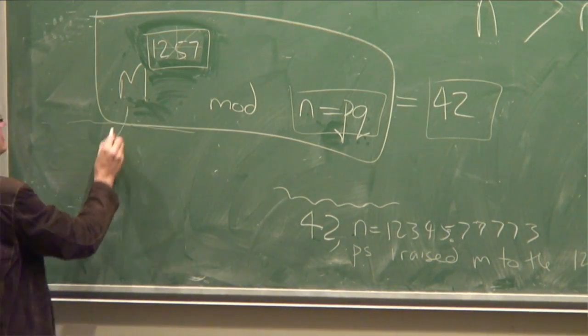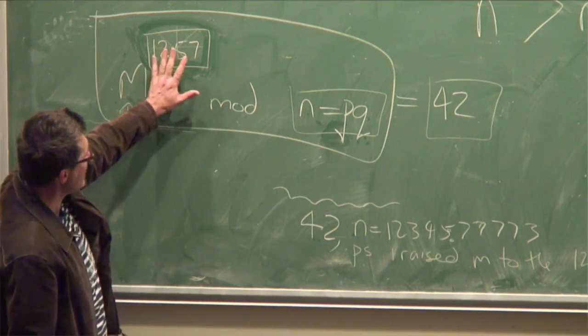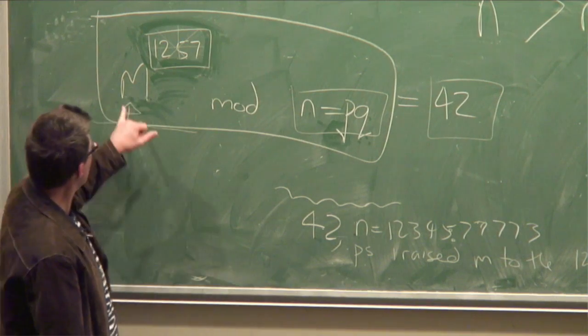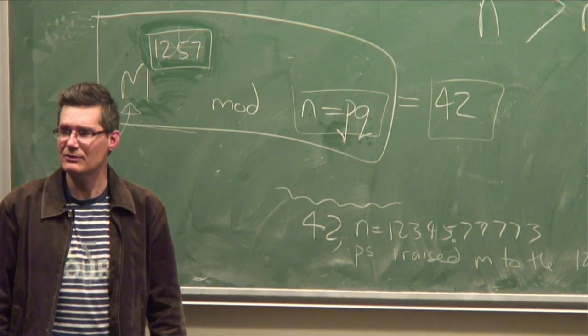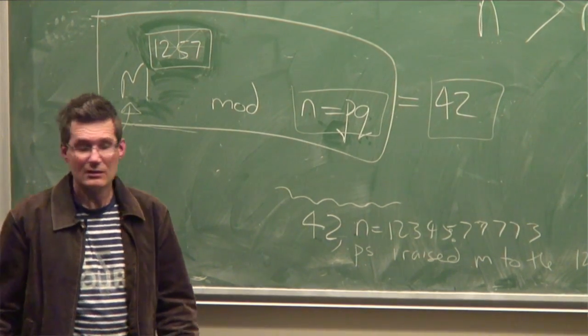The only thing I'm not telling them is the original message. That's very easy for me to do this calc, but given all these bits of information, it's very hard for them to work out what M is. Does that make sense? So here's how we can work out what M is.